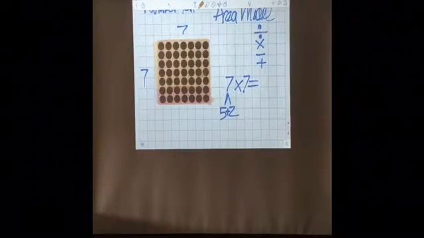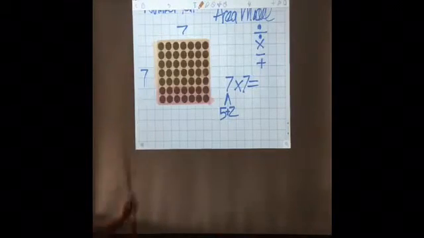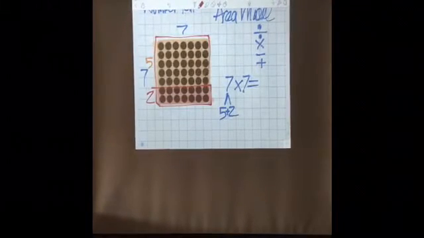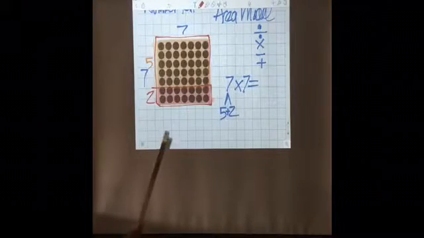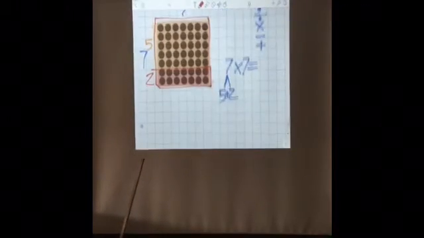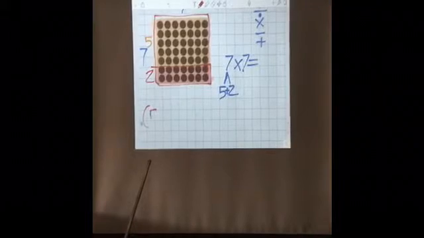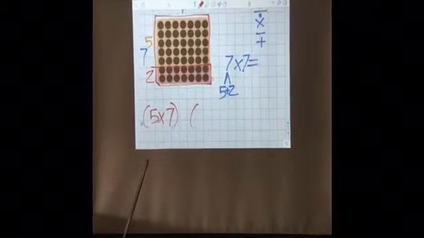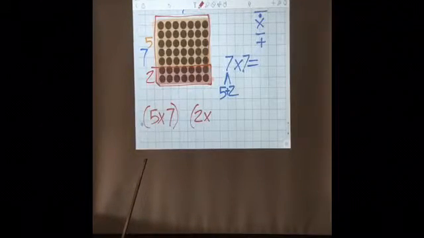Okay? And our orange area, how many? We have 5. You're right. And then how many in our red area? 2. So, we could actually make it into a box like we've done before, right? Now, do we know what to do? Can we multiply those? How would you write this problem out? Parentheses, 5 times 7, plus, and then parentheses, 2 times 7.